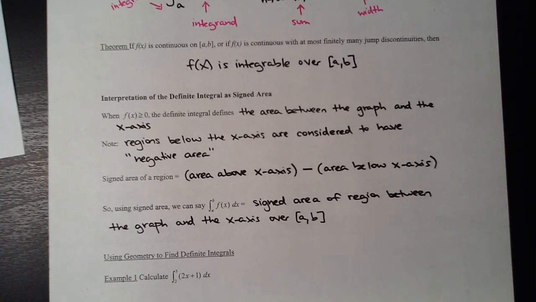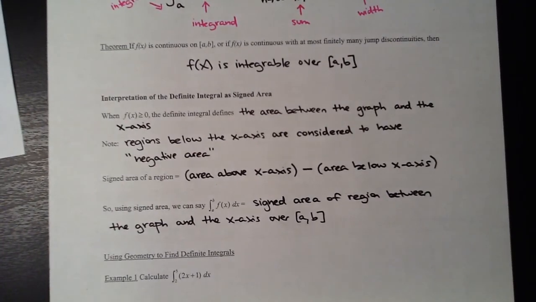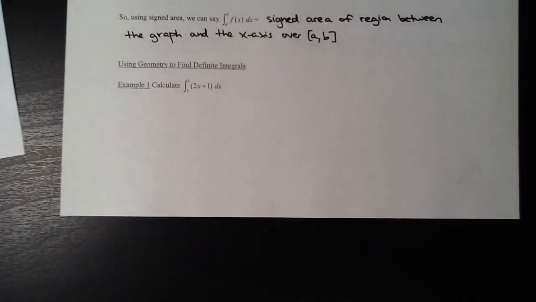All right, so signed area, that's how we define the area from a to b. It's the area between the graph and the x-axis. If it's above, we count it as positive. If it's below, we count it as negative. So looking at these next few specific examples will really help to clear that up for us. Okay, so this next chunk of problems, we are going to be using geometry to find definite integrals.